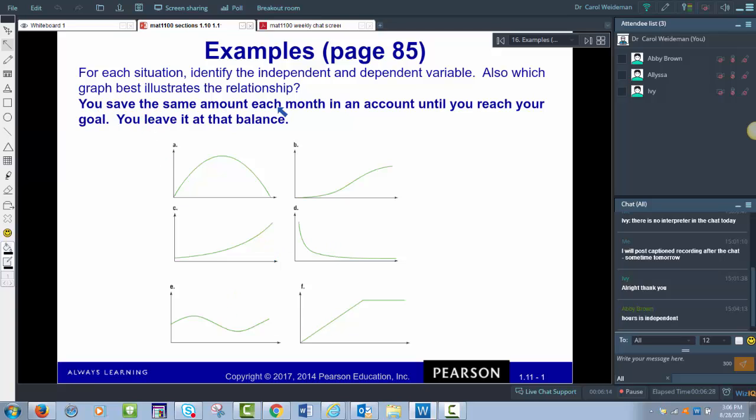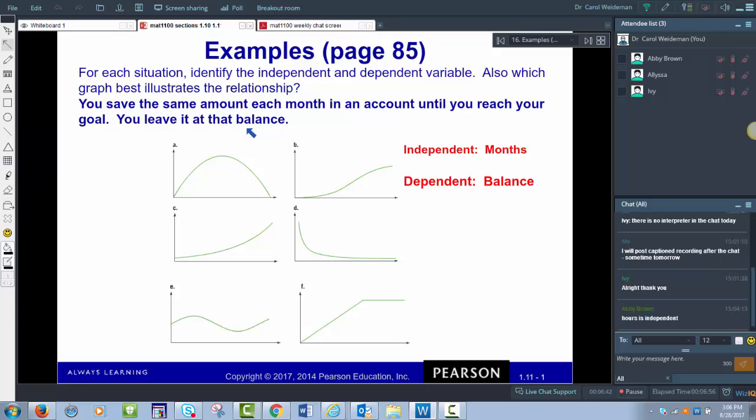You save the same amount of money each month in an account until you reach your goal, and then you leave it at that balance. One thing I should mention, in a scatter plot, generally if there's a time factor there, it becomes the x variable, and we do see a time parameter in this example, months, right? Because every month we put in the same amount. The independent here is going to be months, and the dependent is going to be the balance in your account. How much money do you have?